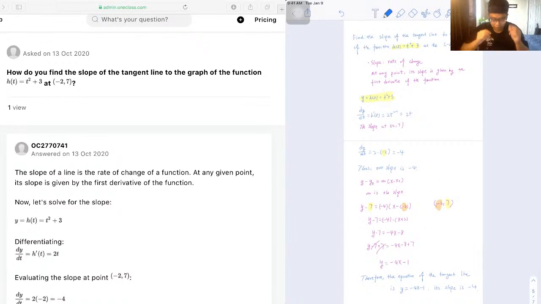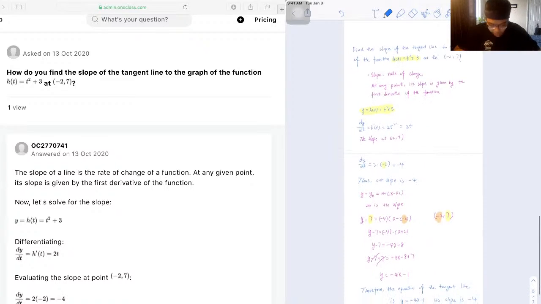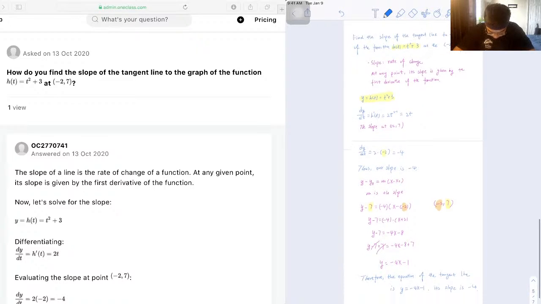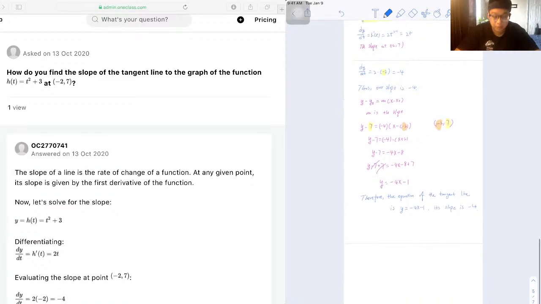So I think that's all we have for this question. And always remember to find your slope by solving for the differentiation, and then you can represent the equation of the tangent line by using the point slope form. So that's all we got for this question.